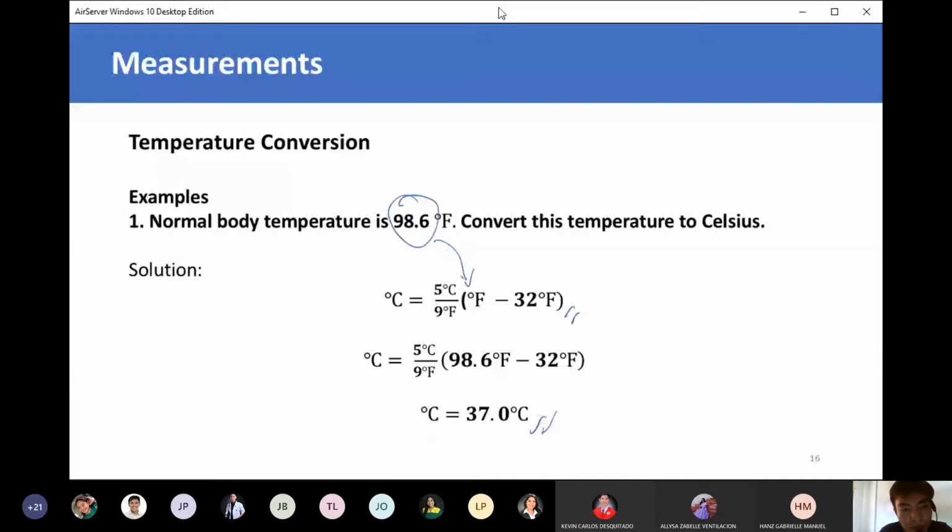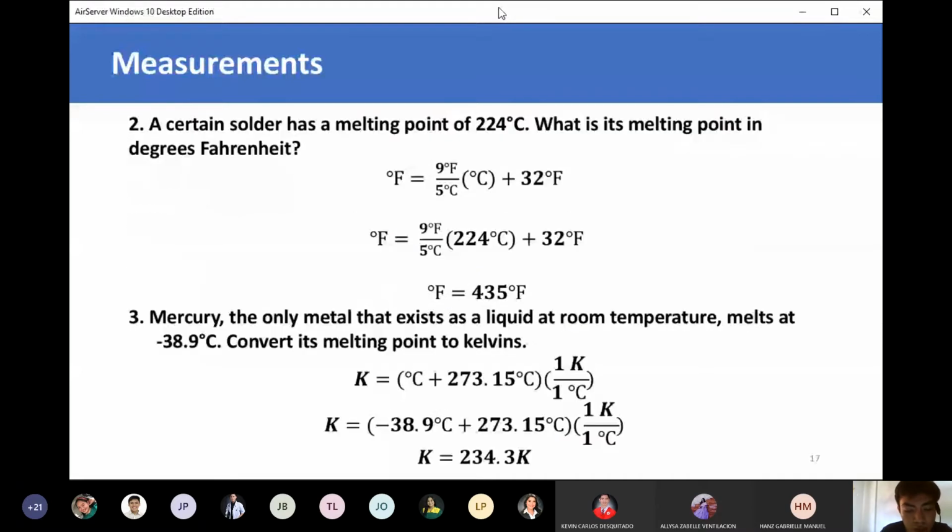Okay, so this one naman, if you have a degree Celsius and you want to convert it into Fahrenheit, you use the appropriate equation. That's 9/5 times degrees Celsius plus 32. So you plug it in here, then you solve it using your calculator or mentally, bahala. Then you get your result of 435 degrees Fahrenheit. For Kelvin, all you have to do is add 273.15 to the Celsius reading.